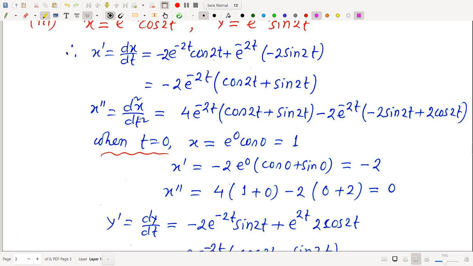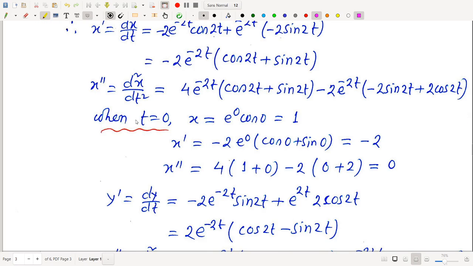Then x double dash, d square x by dt square, the second derivative. E to the power minus twice t derivative is again minus 2, so it becomes 4 e to the power minus twice t, cos twice t plus sin twice t remains. Then minus 2 e to the power minus twice t remains; derivative of cos twice t is minus 2 sin twice t, and of sin twice t is 2 cos twice t. Okay, we have calculated.